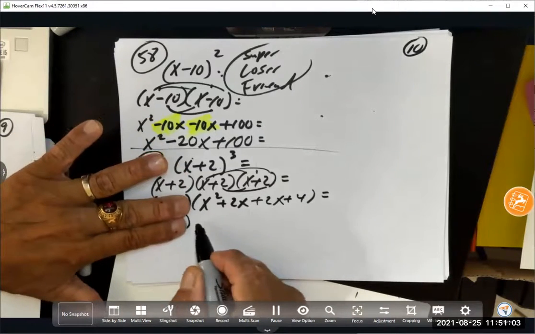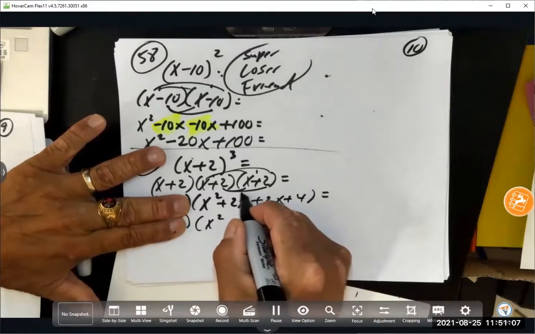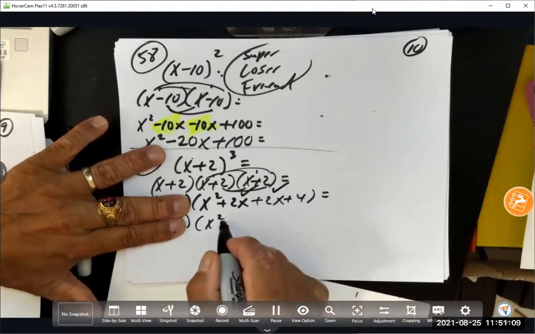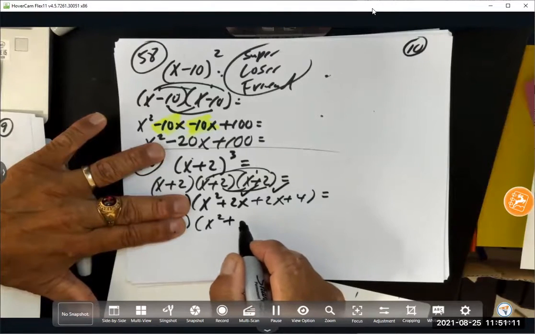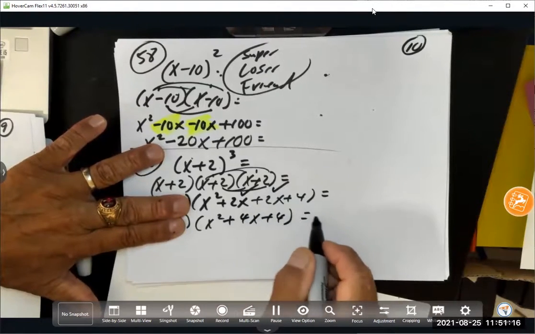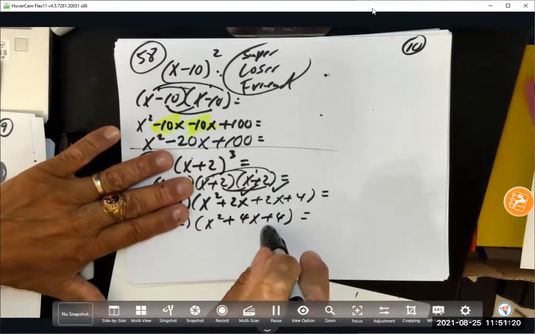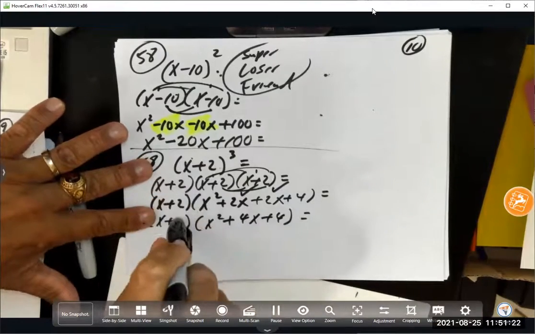So now this is going to be x squared, and just add them together. 2x and 2x. Think like money you won in Las Vegas. What's 2x plus 2x? 4x. 4x plus 4, and then that. So I did the FOIL on the last two. Y'all see that right there? Okay. Yes. The other one, copy, copy, copy.